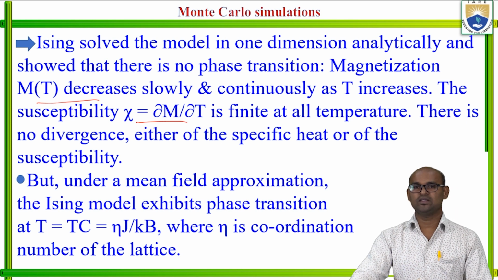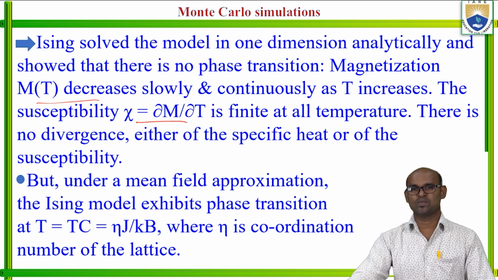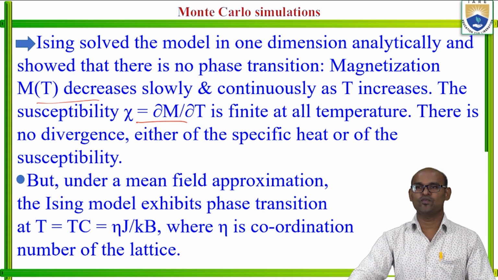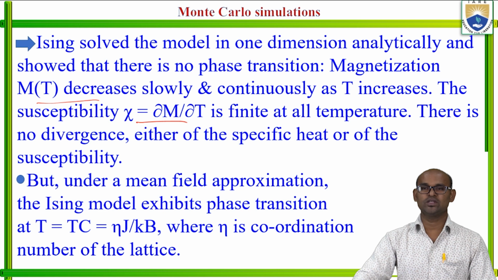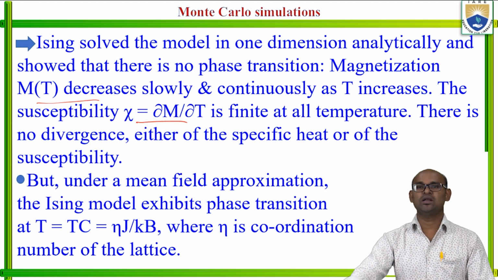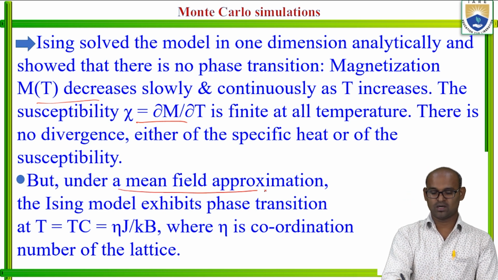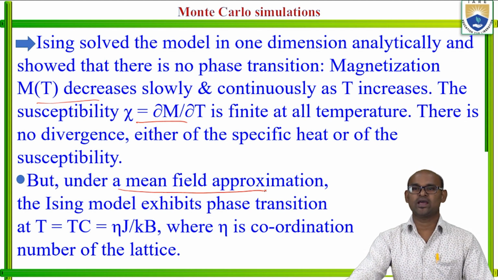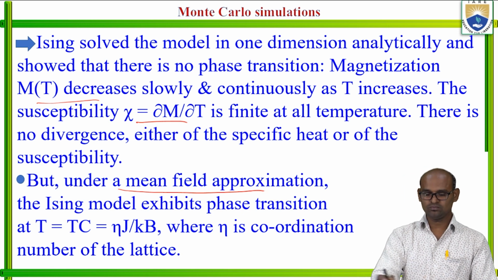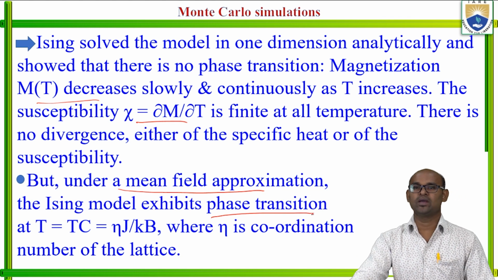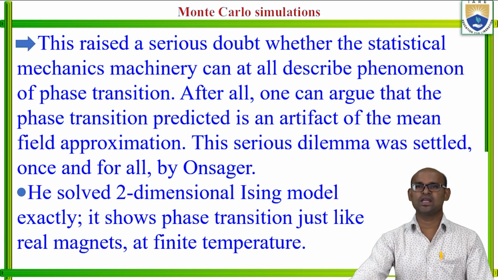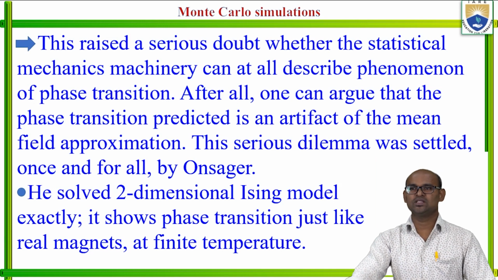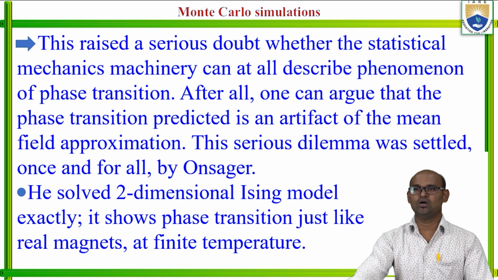But Ising found that there is no divergence in susceptibility or specific heat, and hence there is no phase transition in one dimension. That is what Ising found by solving this model in one dimension. But under a mean field approximation, the Ising model exhibits a phase transition. So this raised a serious doubt whether the statistical mechanics machinery can at all describe the phenomenon of phase transition.